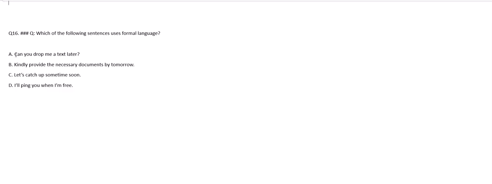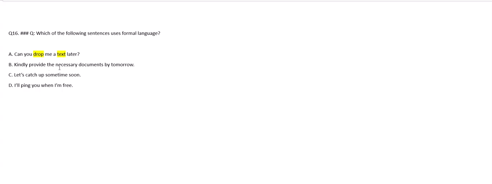Let's see option A. Can you drop me a text later? Always remember, in a formal language, we will never use the word text. Instead, we will use message, and also we won't use the word drop. Instead, we will use send. So the correct sentence is, can you send me a message later? Which is a formal sentence. Can you drop me a text later? It is informal, hence it is wrong.